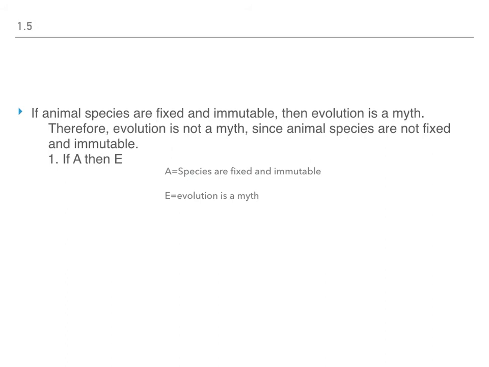So now using A and E in that way, the first sentence really just says if A, then E. If animal species are fixed and immutable, then evolution is a myth. The second premise says that not A, that A is not the case. And the conclusion is that evolution is not a myth. So that's not E. So this argument, remember this, we know this argument pattern is invalid. This is the one that sort of looks like modus tollens, but isn't. This one is called denying the antecedent, because the second premise, you have denied the antecedent in the first conditional statement. Okay, so we know that this is an invalid argument.